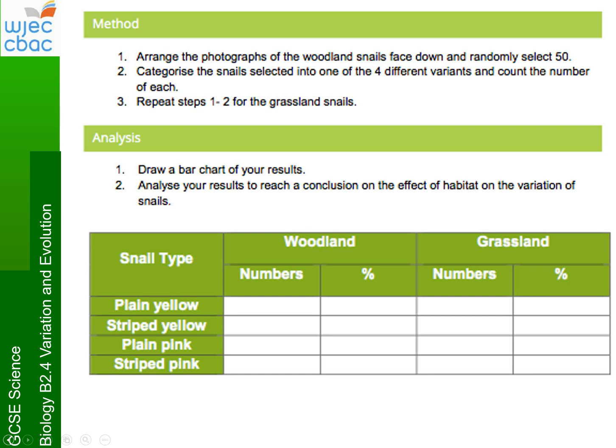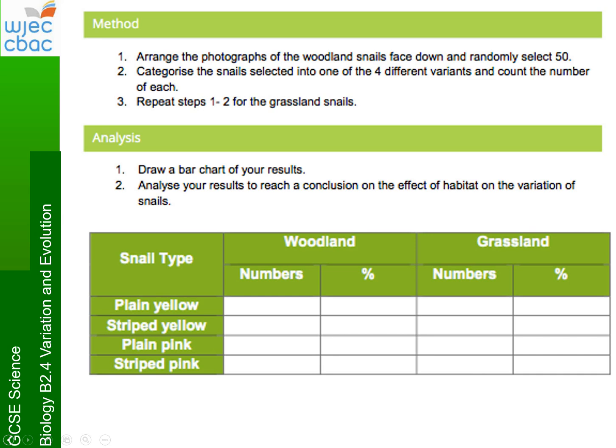And we would do this with woodland 1, 2 and 3. So we get 3 lots of data for woodland, and with grassland 1, 2 and 3, we get 3 lots of data for grassland. And then we could average our results to make them more reliable. If we had one set of data that had some anomalies in it, we would leave that out.